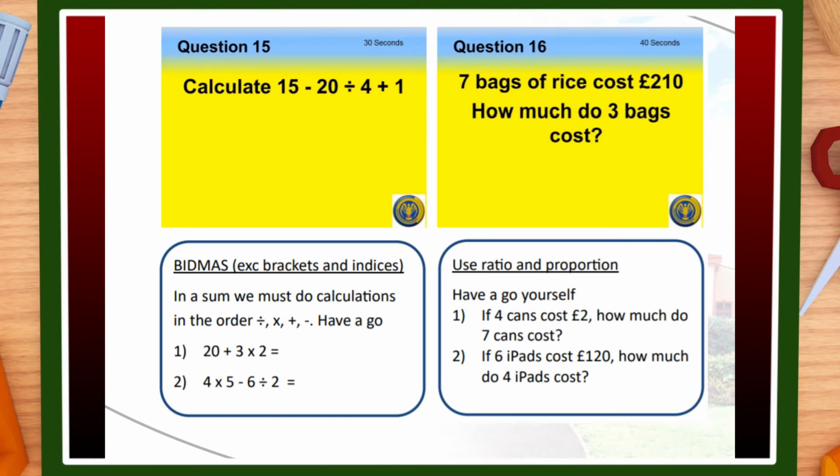Question 15, BIDMAS. Basically, the order that we take on a calculation. The B stands for brackets, the I stands for indices, that's things like squared and cubed, then D division, M multiplication, A addition, and S subtraction. A little bit confusing because actually D and M, divide and multiply, have equal weighting, they're done simultaneously, and so are adding and subtracting. But what we must do is all division and multiplication sums before we do our adding and subtracting.